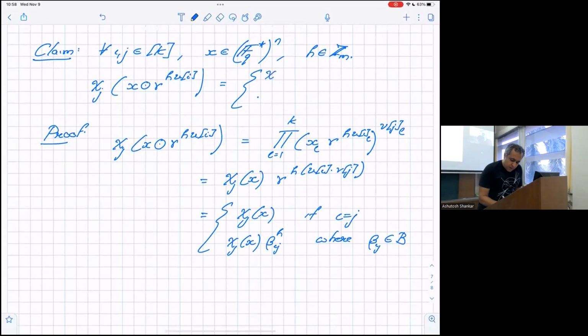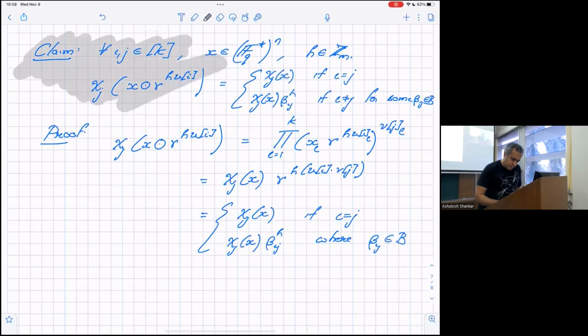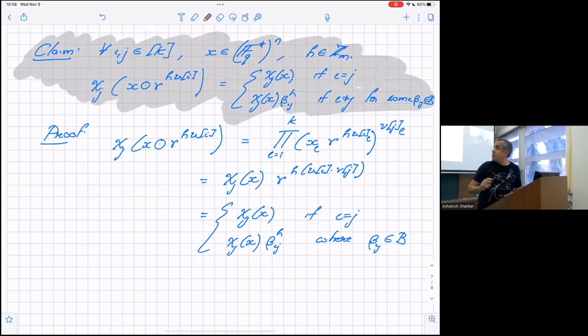I want to claim it's of the form pi_j of x if i equals j, and it's pi_j of x times beta_ij to the h, if i is not equal to j, for some beta_ij. But then we are done.